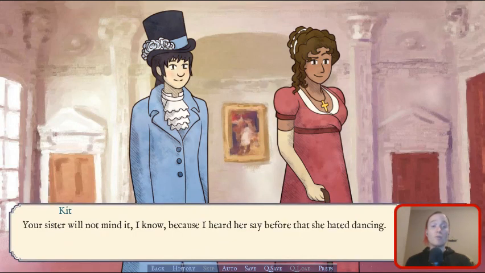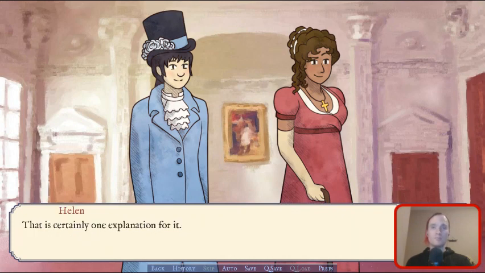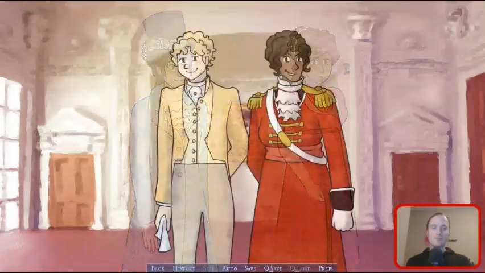Your sister will not mind it, I know, because I heard her say before that she hated dancing, but it was very good-natured in her to think of it. I suppose she saw Isaac sitting down and fancied he might wish for a partner. That is certainly one explanation for it.